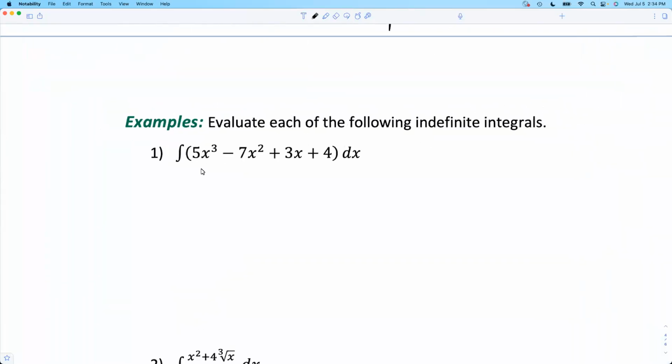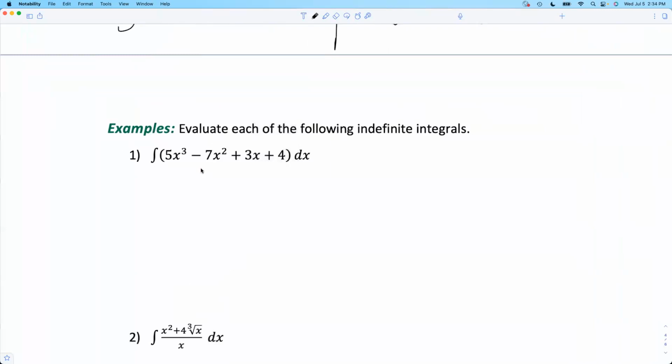Okay, let's do some antiderivatives. So what I have here is the integral symbol. Notice I have a dx. You will never in your life have this symbol without having some kind of differential here. And that tells you what your independent variable is. In this case, it's x.